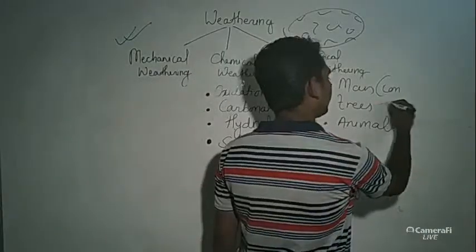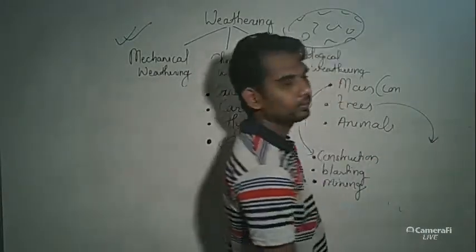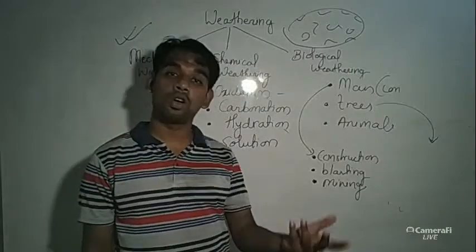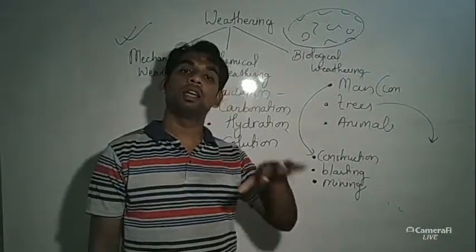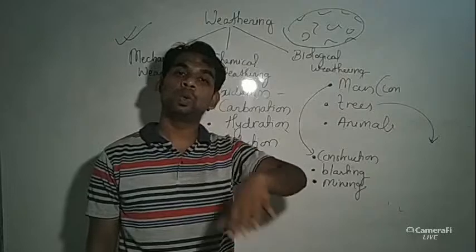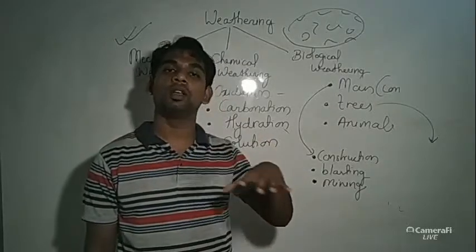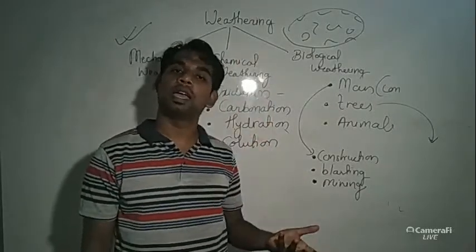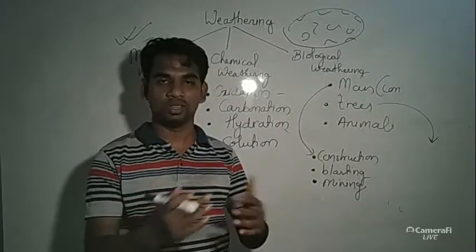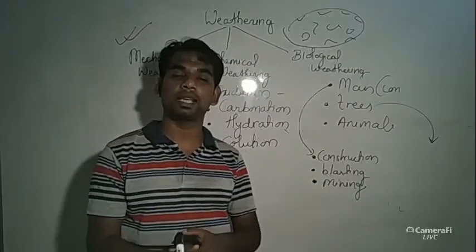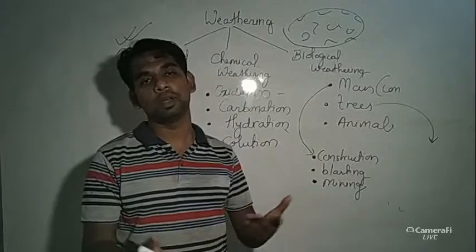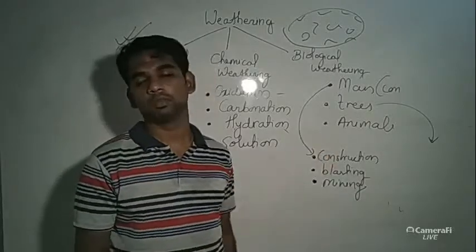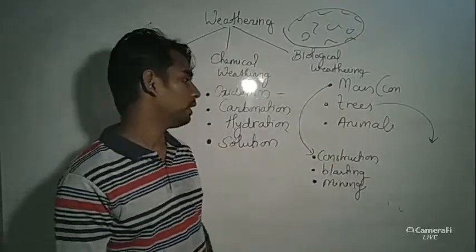Trees, you know very well. You may have seen in different rocks, trees get their roots inside the rock, on big concrete structures. And what happens? Slowly the root creates cracks inside the rock, and automatically that participates in the weathering.